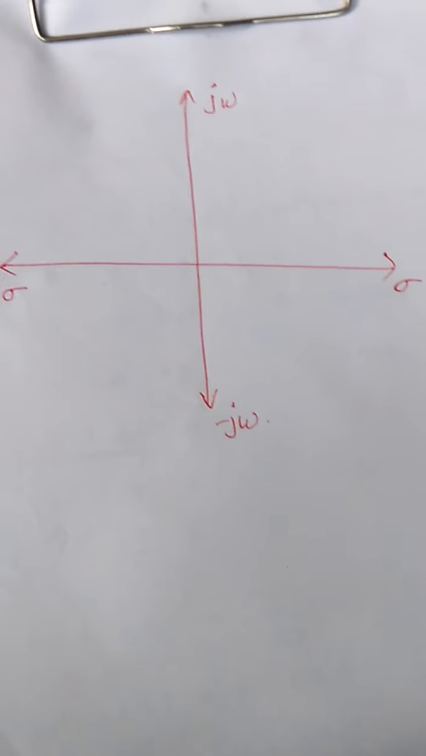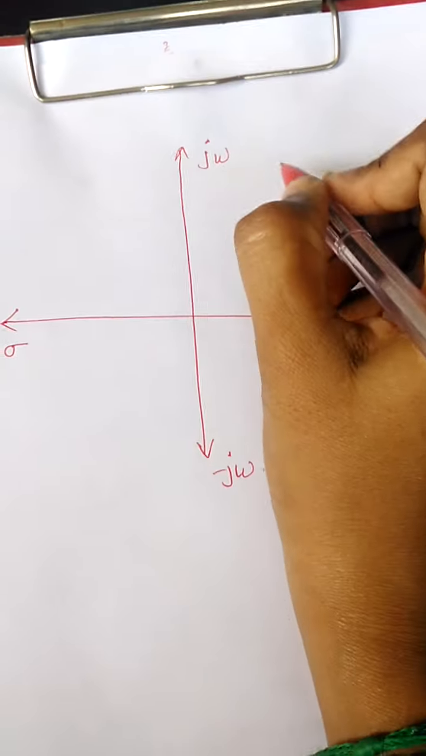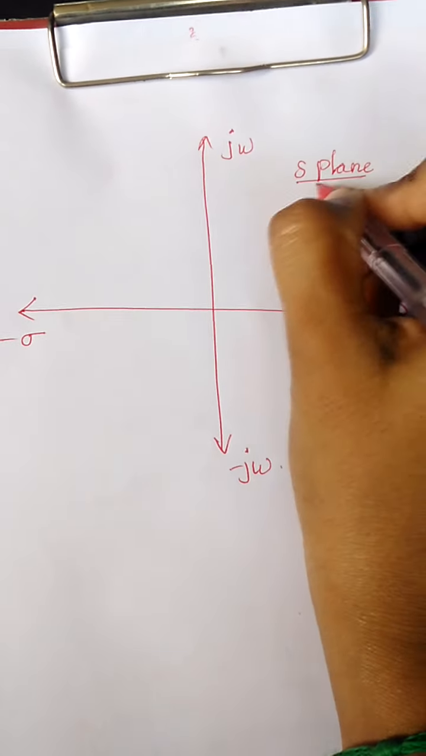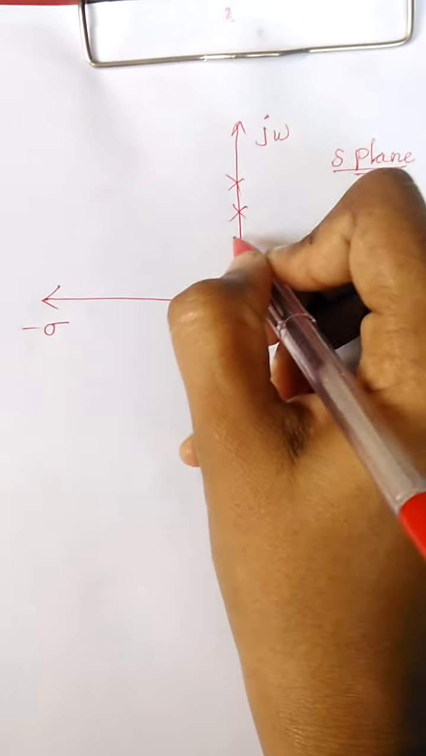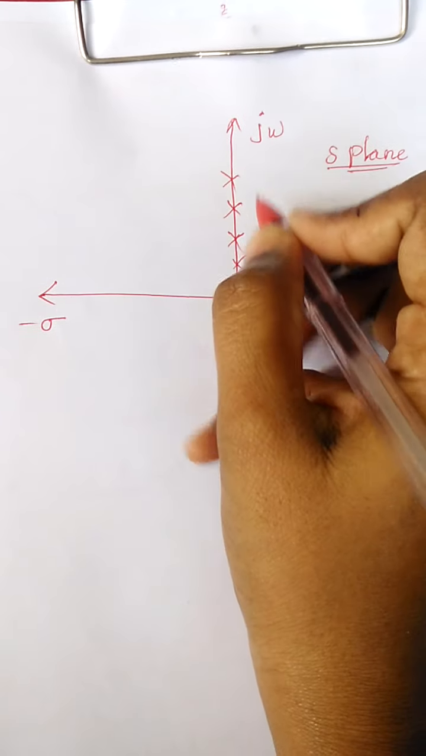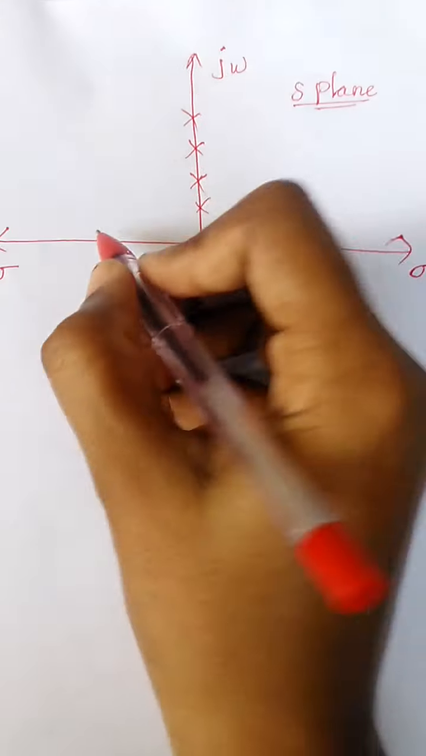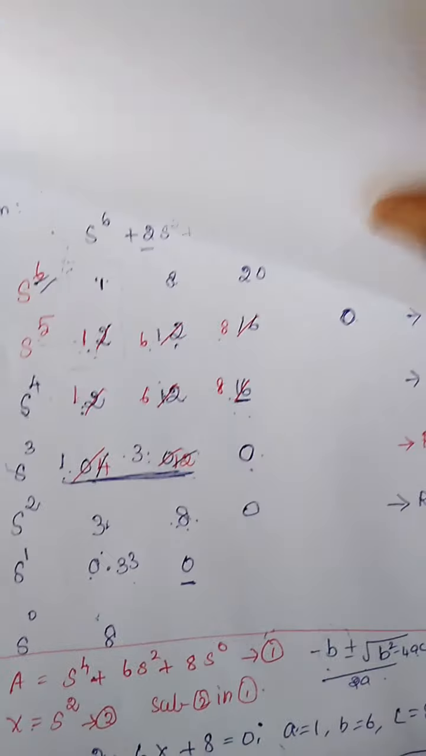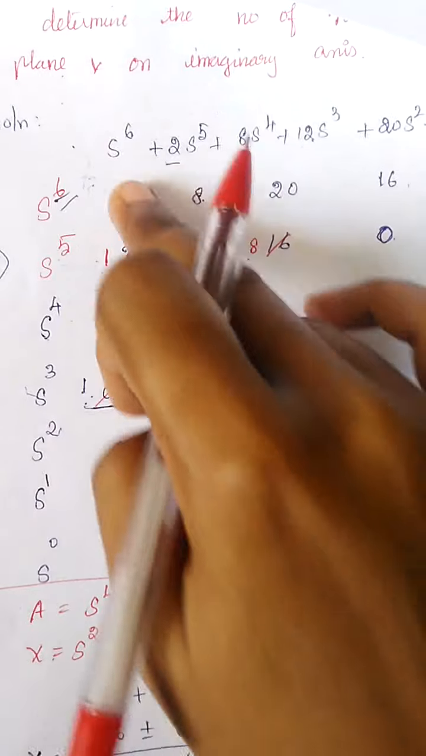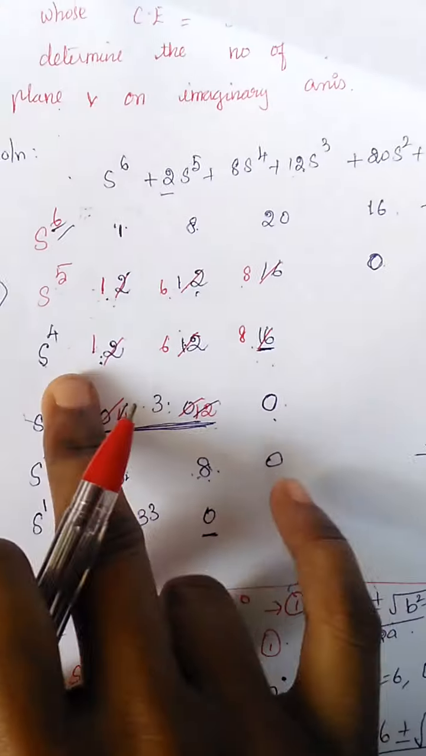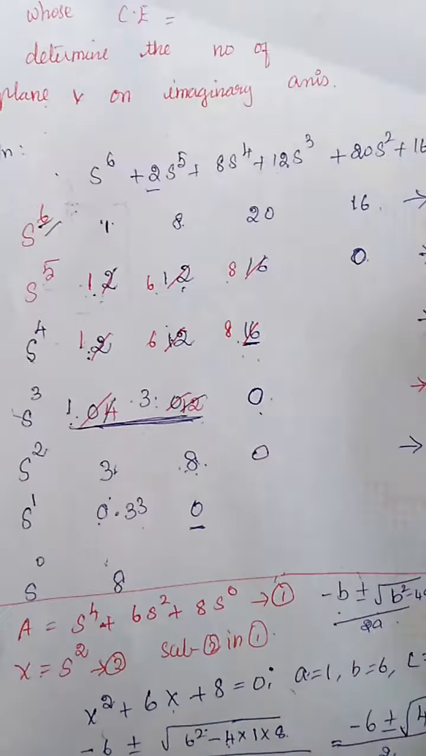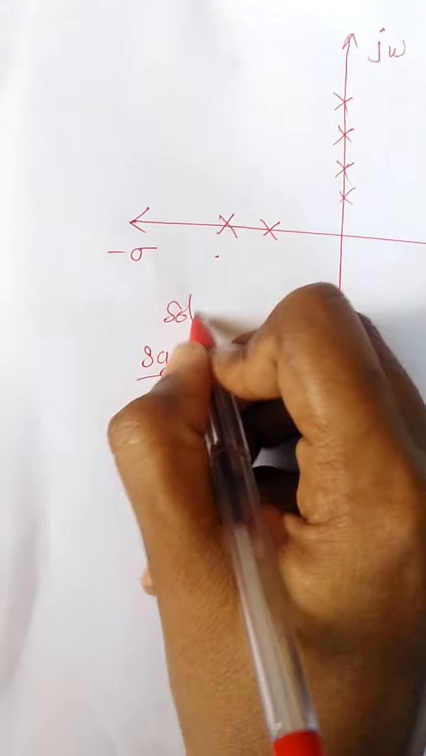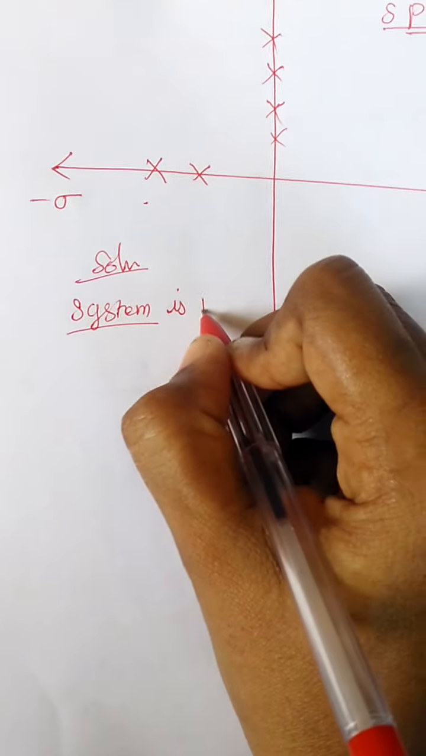Consider this is your s plane. You calculated this: 4 roots are lying in the imaginary axis, then the remaining 2 roots are lying in the left half of the S plane. So why? Because in your Routh-Hurwitz criterion there is no sign change in the first column, only 0 elements you collected. So for that purpose, what's the solution? The system is marginally stable.